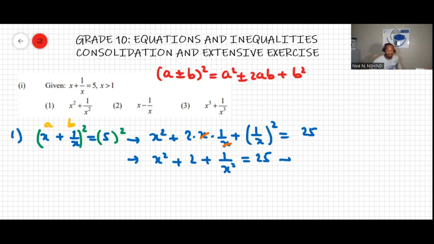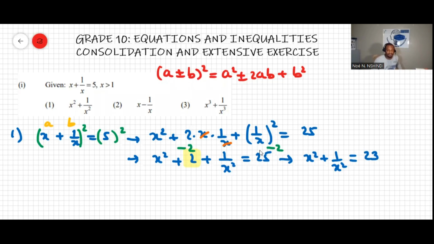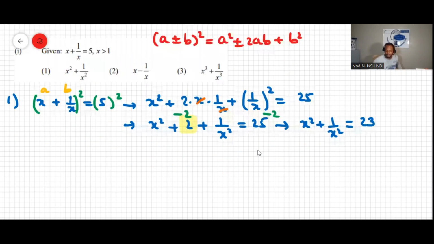Now, if we move this positive 2 over, this will become x squared plus 1 over x squared equal to... in other words, we minus 2 here, we minus 2 there, so this will be 23. So x squared plus 1 over x squared equals 23. Okay, and then question 2 says x minus 1 over x.